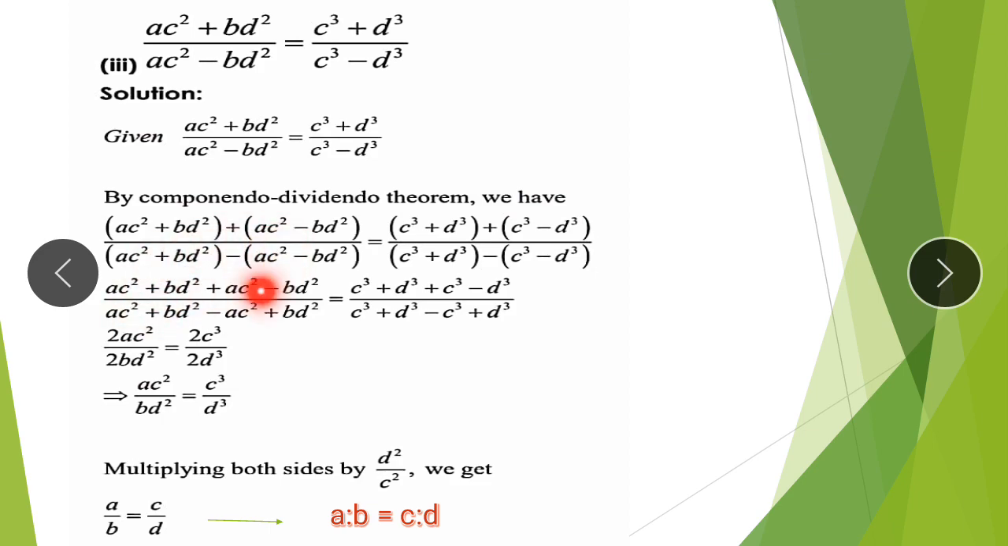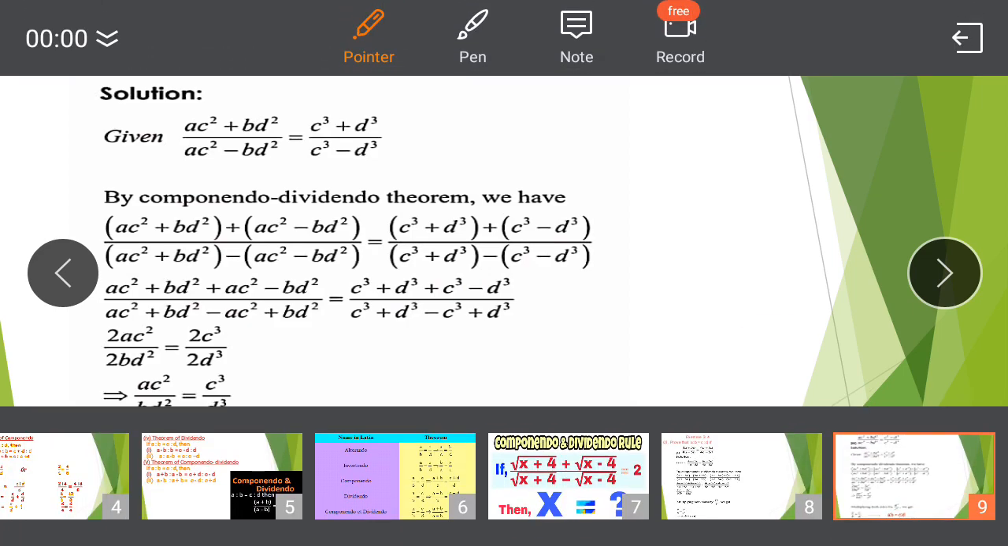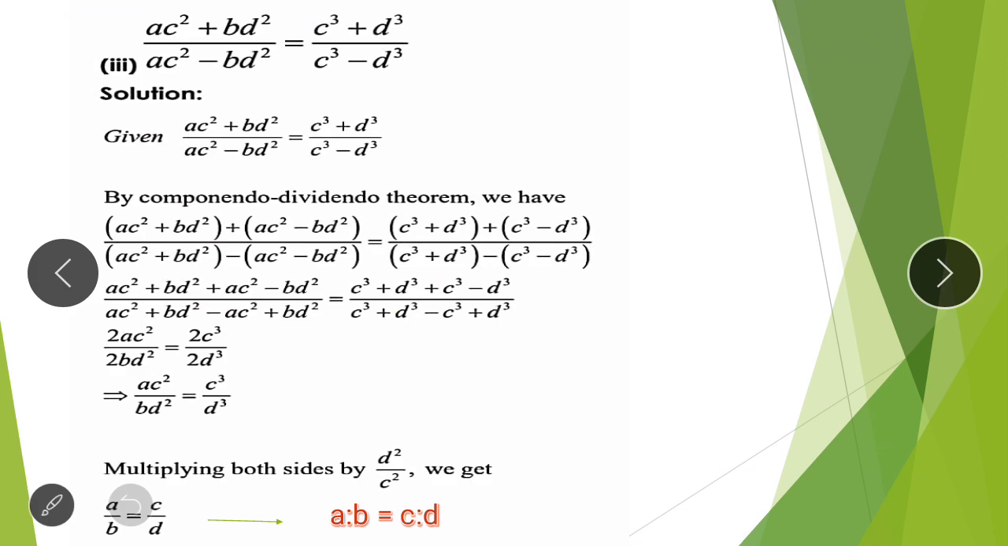Okay, the next step is the same: minus times minus will get plus. C cube plus d cube is written as it is, and c cube minus d cube is written as it is. Here just the signs are being multiplied in this step. Next, we will go with the cancellation process, the addition of like terms and the subtraction of like terms.